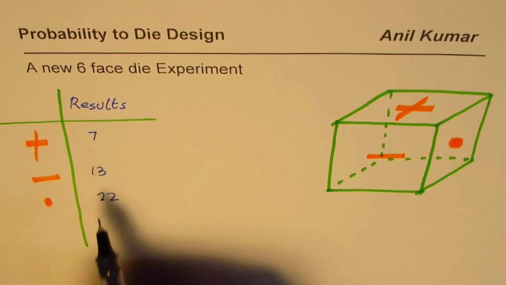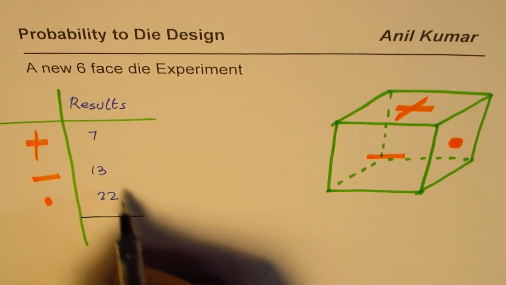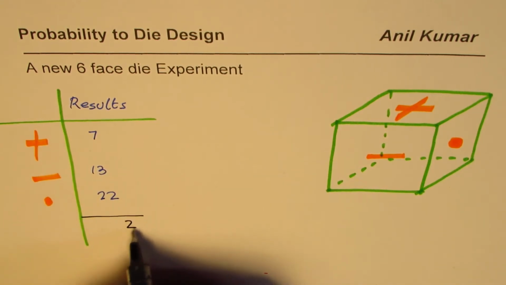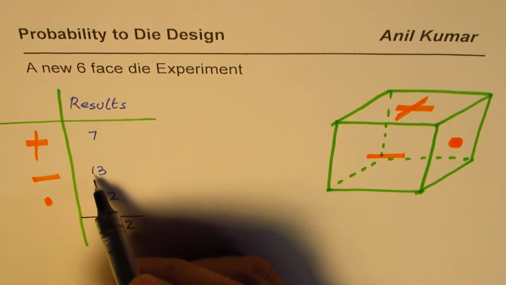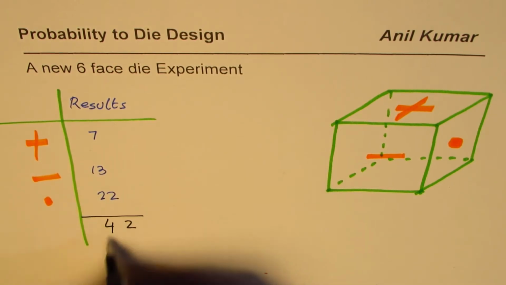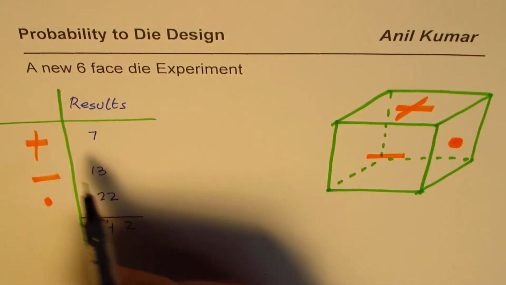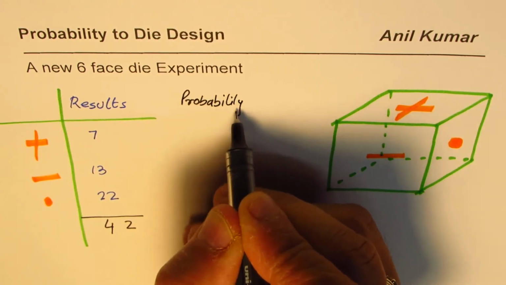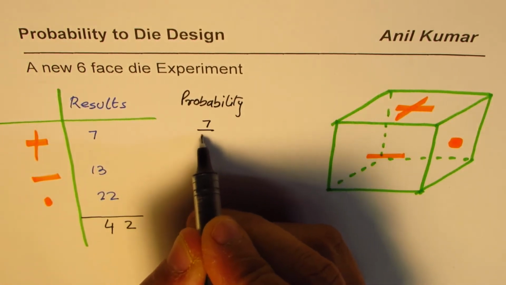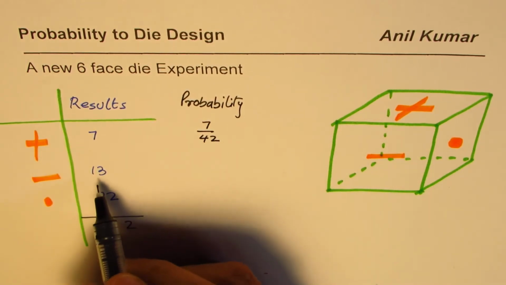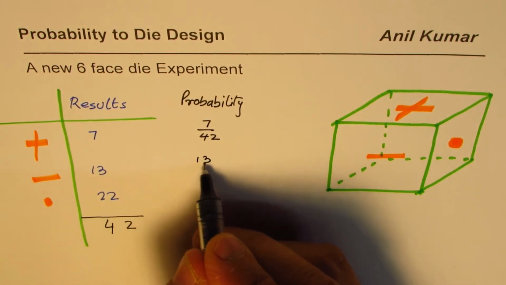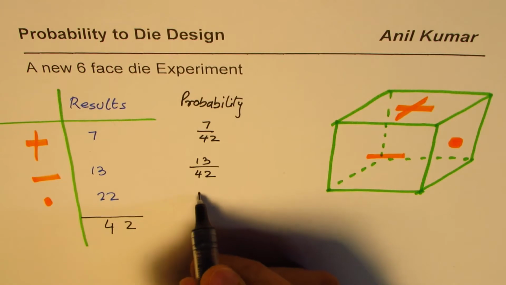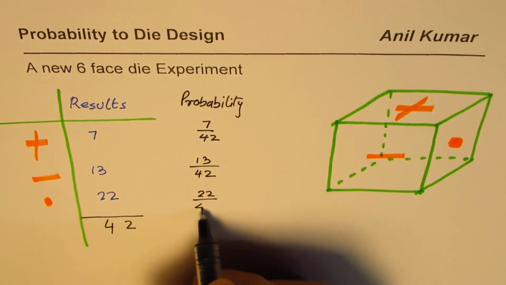Now, let us try to analyze this. If we add them all, we get 7 and 13 is 20, plus 22, we get 42. So the probability of getting a plus is 7 out of 42. How about getting a minus sign? It will be 13 over 42. And for the dots it will be 22 over 42, right?